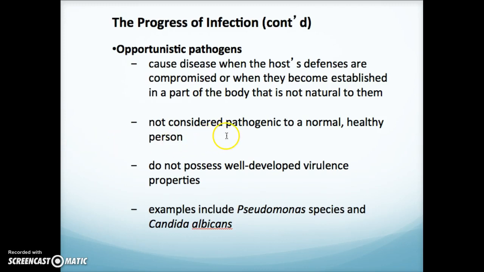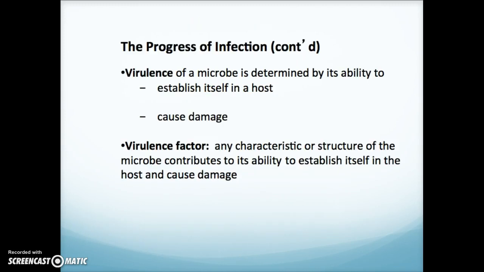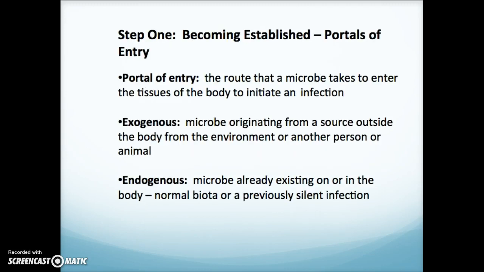These are not generally considered pathogenic to a normal, healthy person, and they do not possess well-developed virulence properties. They're not ones that can normally infect humans if they're healthy. Some examples of this would be the Pseudomonas species and Candida albicans, which is looking for an opportunity to cause disease. And virulence is another vocabulary word. The virulence of a microbe is determined by its ability to establish itself in a host and also cause damage. A virulence factor is any characteristic of the microbe that contributes to that ability. So when we're looking at an infection, I want to go through the different steps of infection.